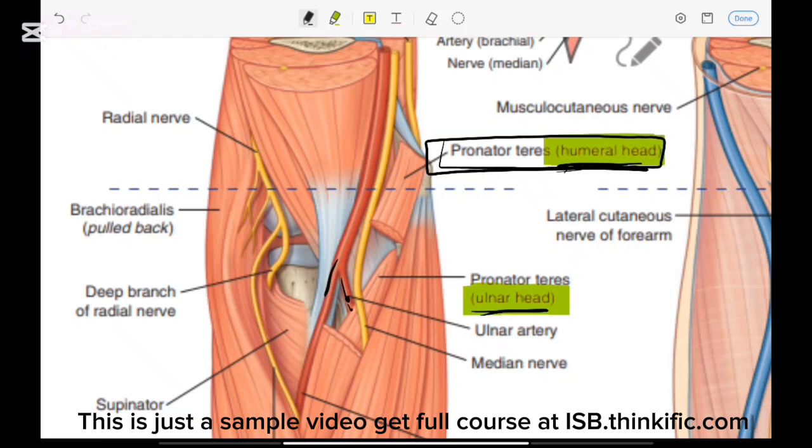It means that the median nerve and the ulnar artery are separated by the ulnar head of pronator teres at the distal end of the cubital fossa, as they are exiting the fossa, I mean. Right? That's a very important point about that.